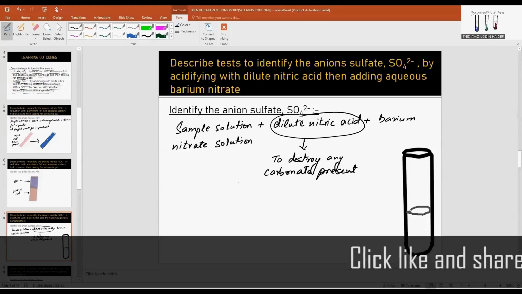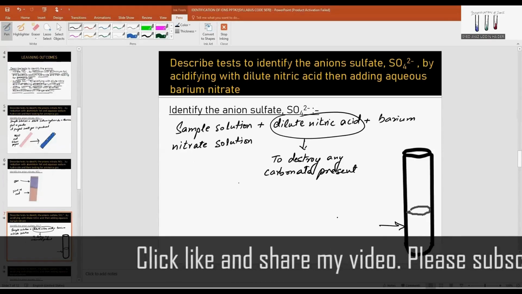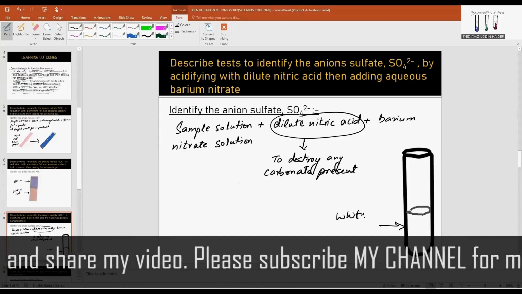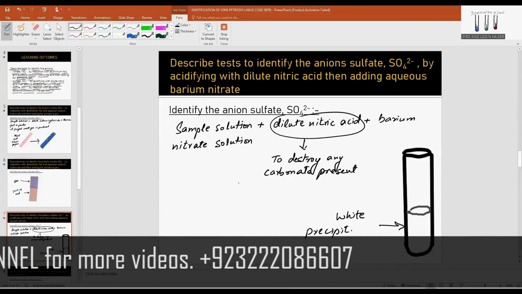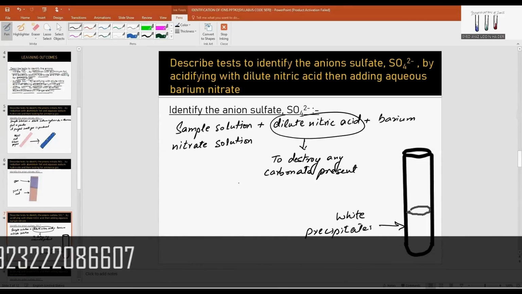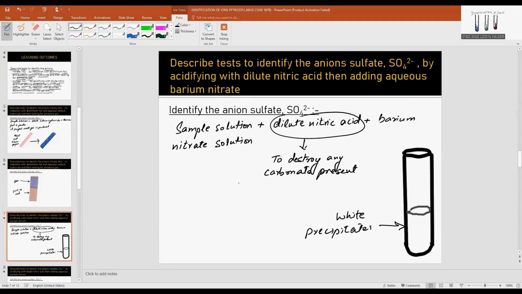White precipitate will be obtained. Here you will get white precipitates. These are of barium sulfate.